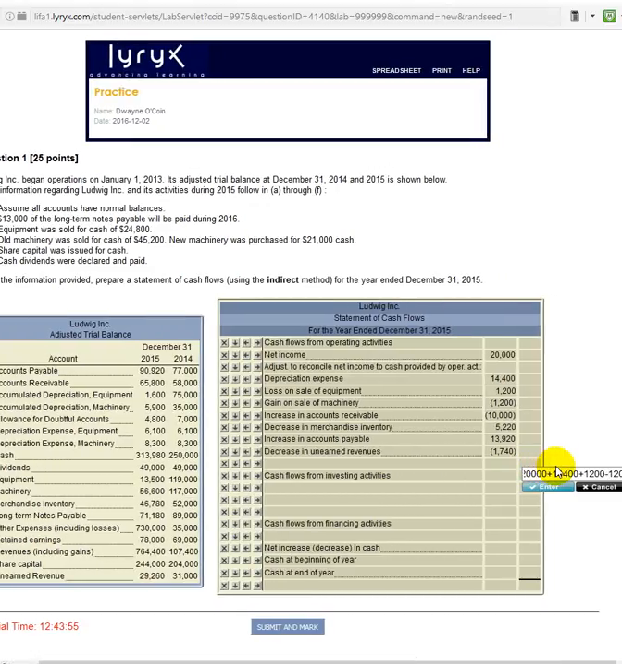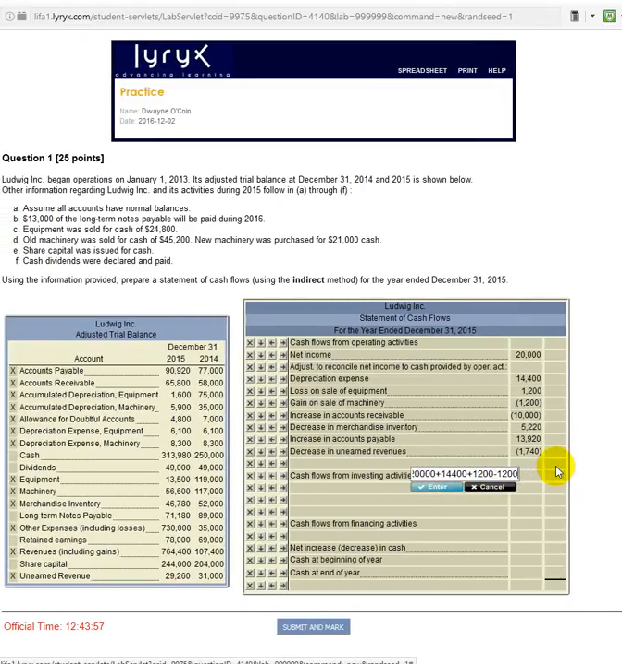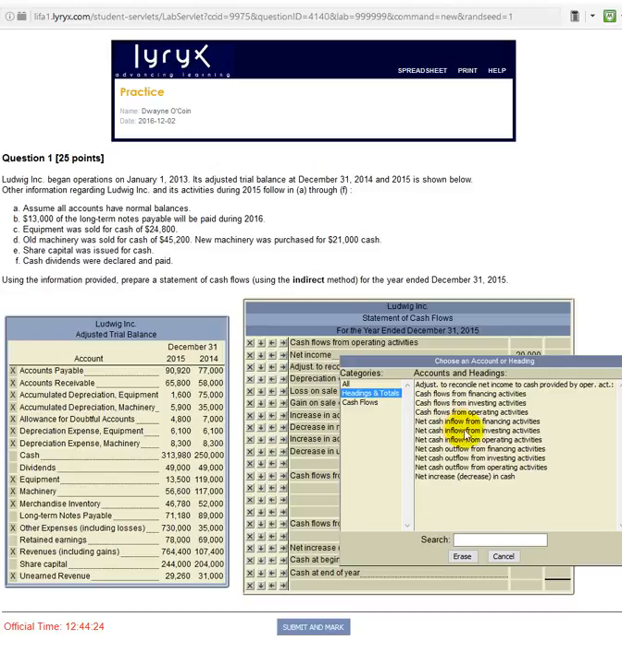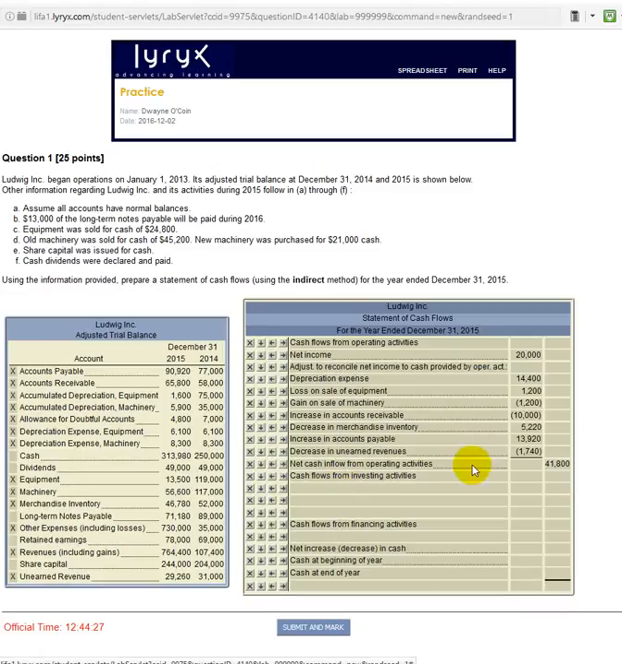Let me move this out of the way so it's not pushing our screen around. And then we subtract 10,000. Get enough zeros, and then we add 5,220. We add 13,920, and we subtract 1,740. That works out to 41,800. We need to do the calculation first because we don't know what's a net cash inflow or outflow. But now we know it is a net cash inflow from operating activities.